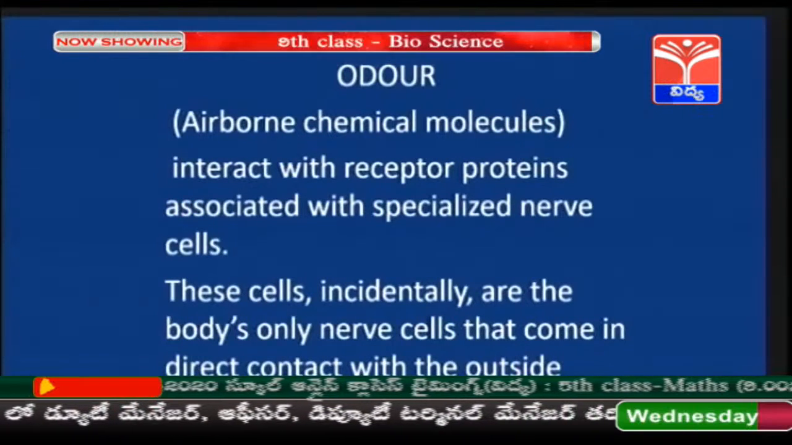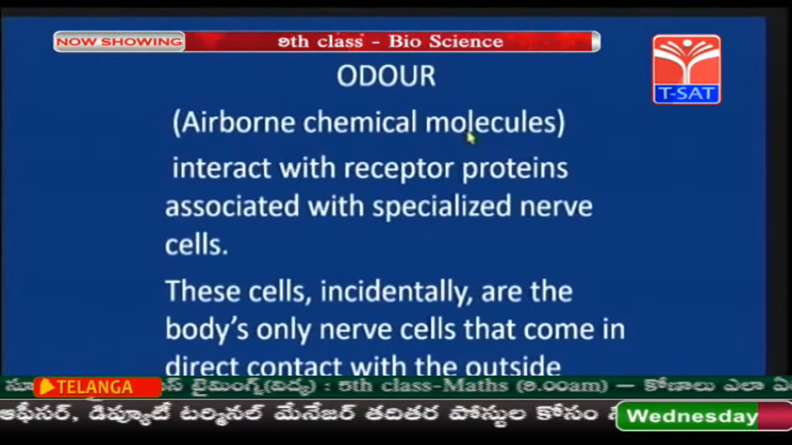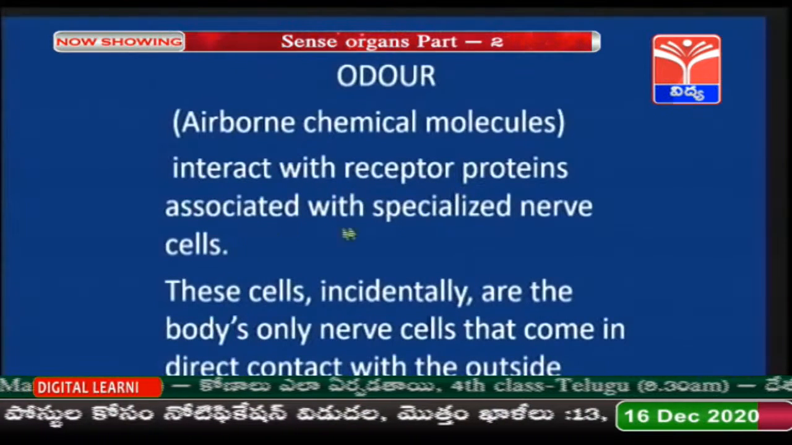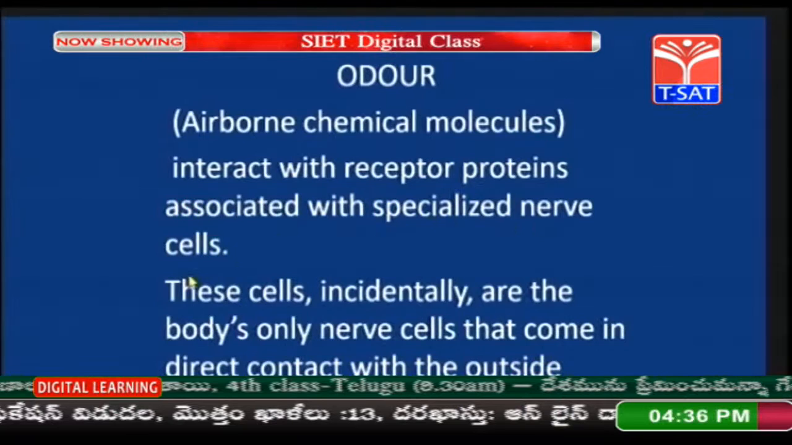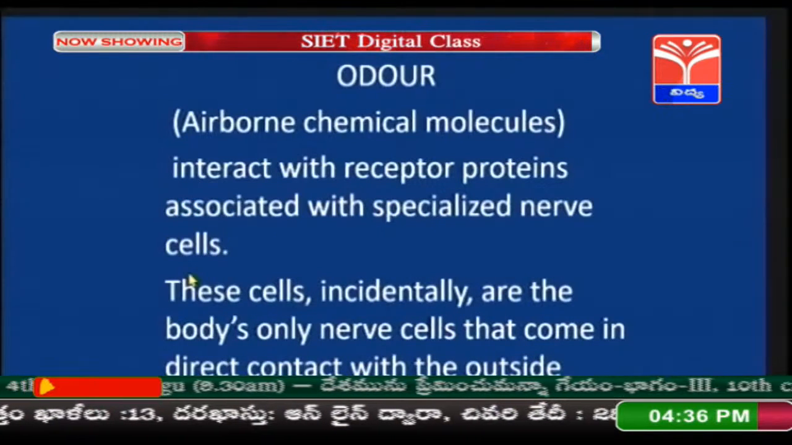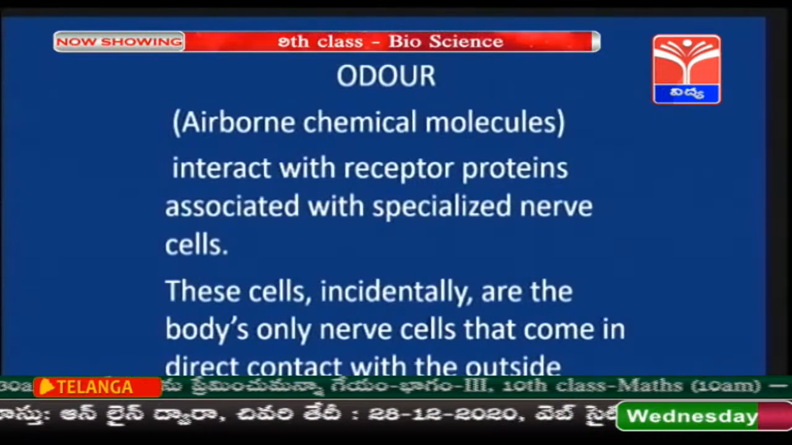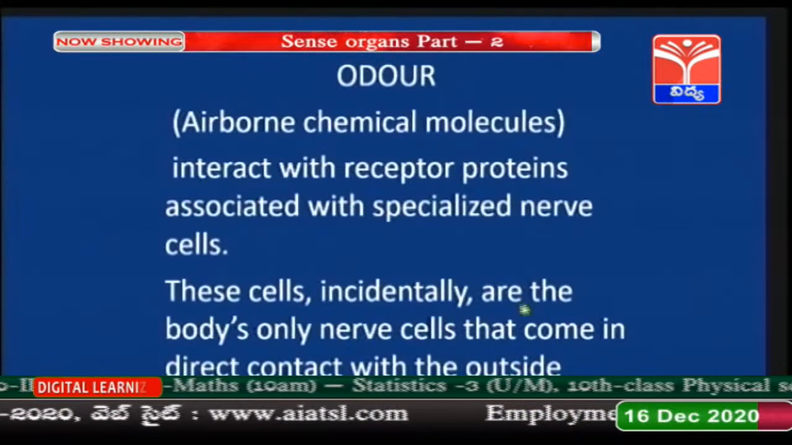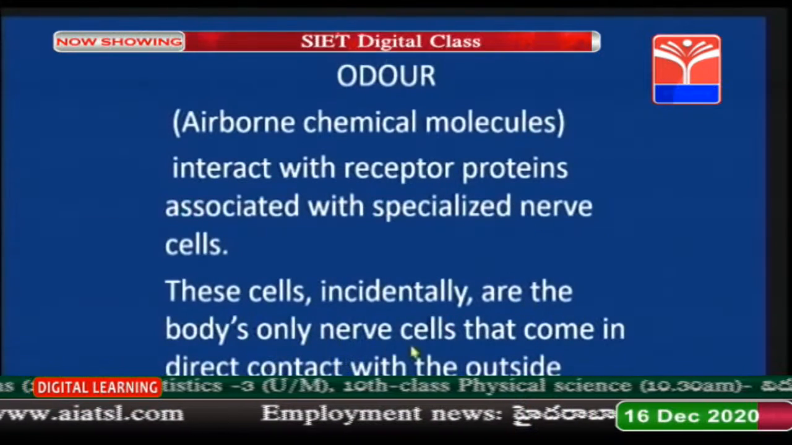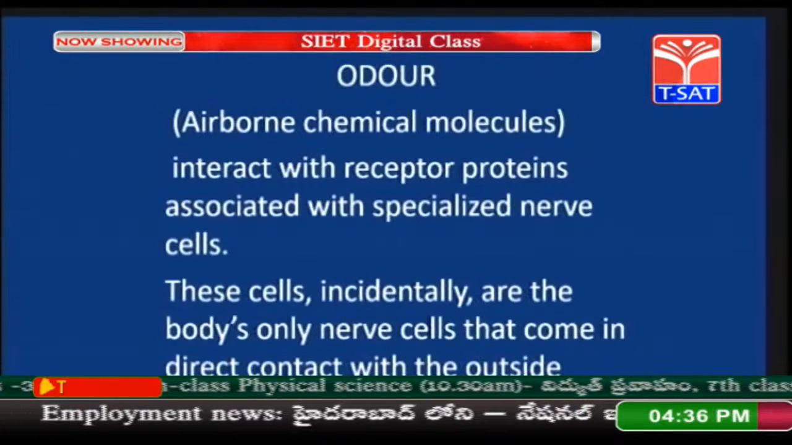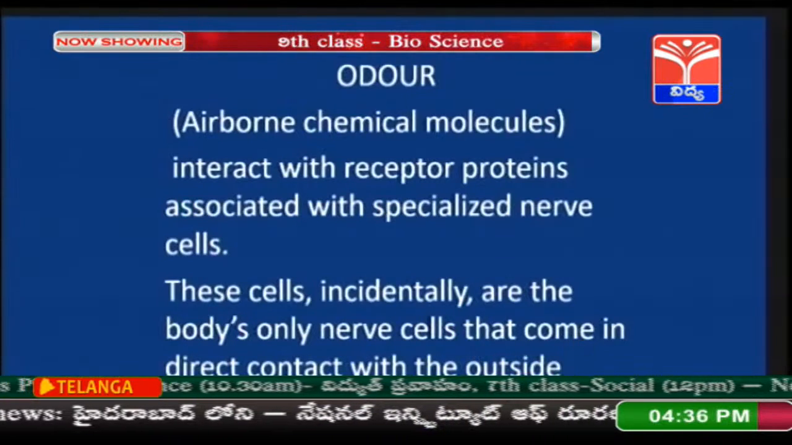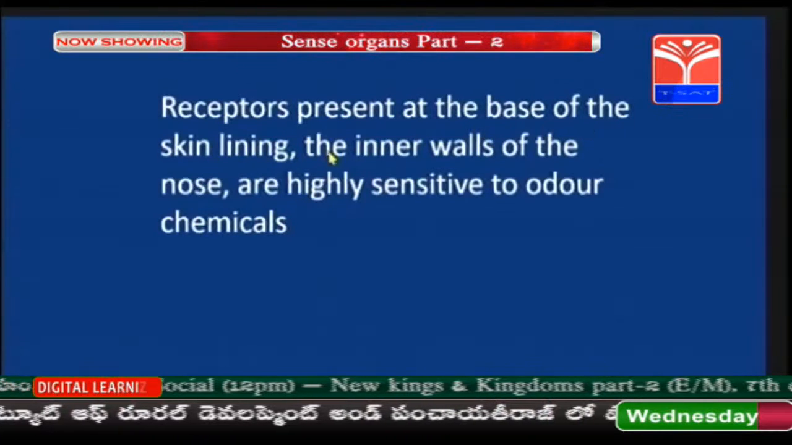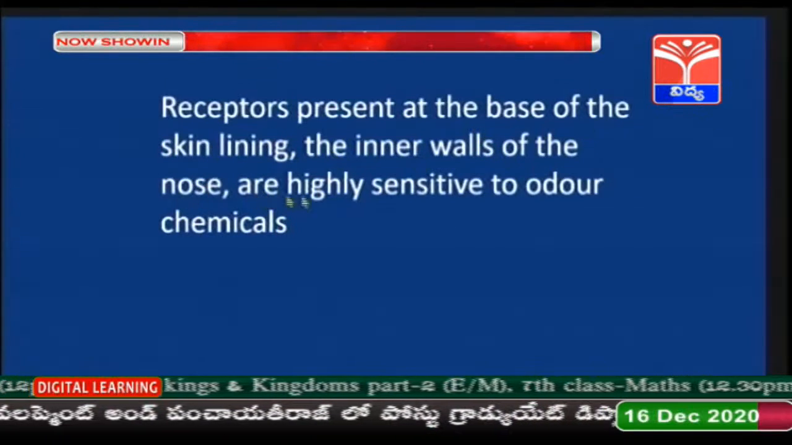How? Let's see it. The airborne molecules interact with the receptor proteins associated with specialized nerve cells. Children, these are the only nerve cells which are in direct contact with the environment. So, these cells incidentally are the body's only nerve cells that come in direct contact with the outside environment.